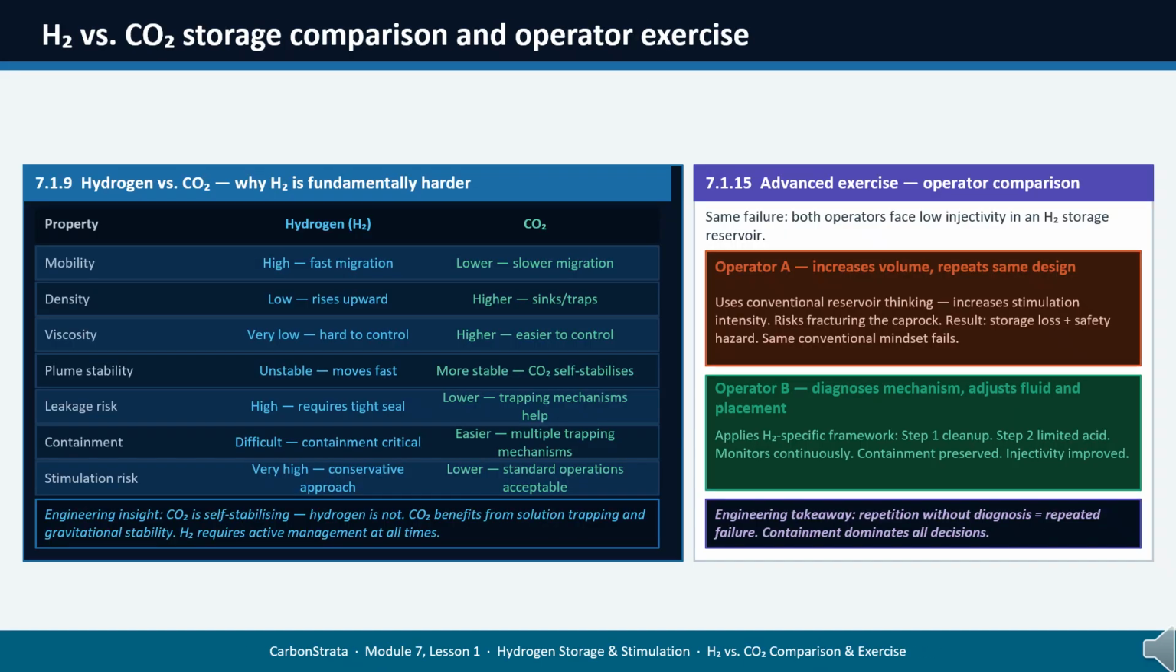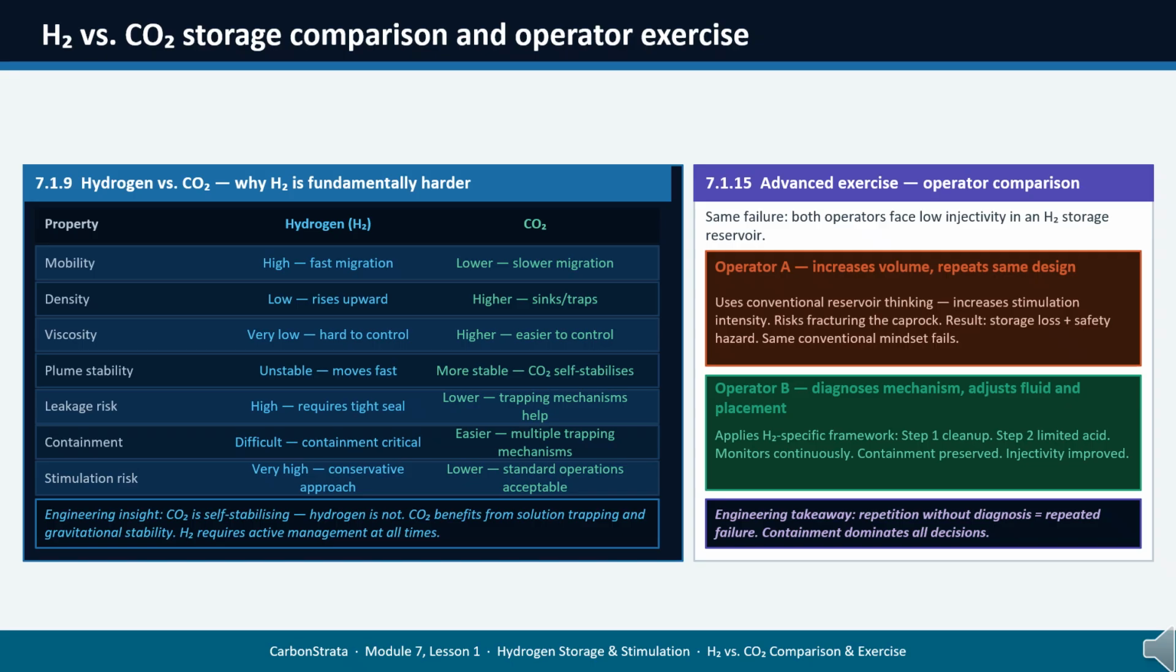Now step back and look at the system as a whole. Hydrogen is fundamentally different from carbon dioxide. Carbon dioxide tends to stabilize in the reservoir. Hydrogen does not. Carbon dioxide is denser and tends to remain trapped. Hydrogen is lighter, rises upward, and continues to move. Carbon dioxide benefits from natural trapping mechanisms. Hydrogen does not have those advantages. The result is clear. Over time, carbon dioxide becomes more stable. Hydrogen becomes harder to control.